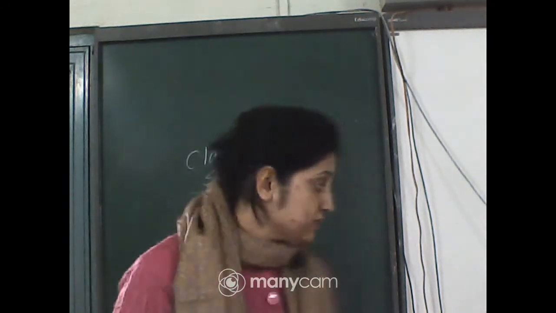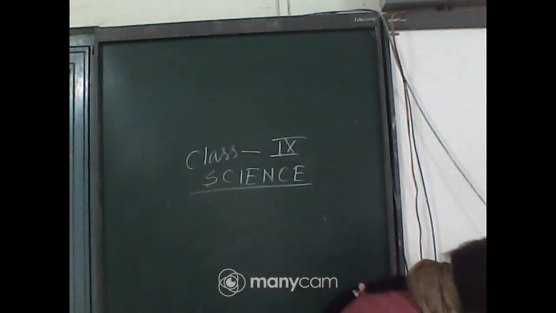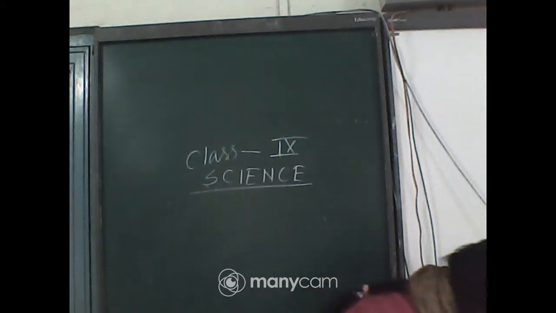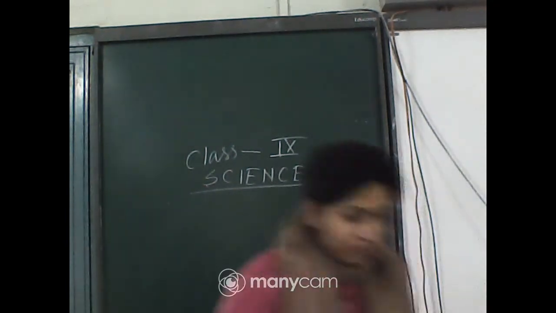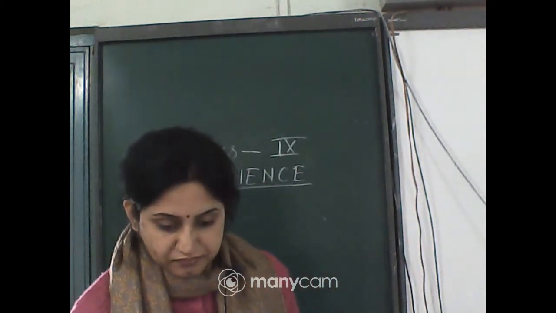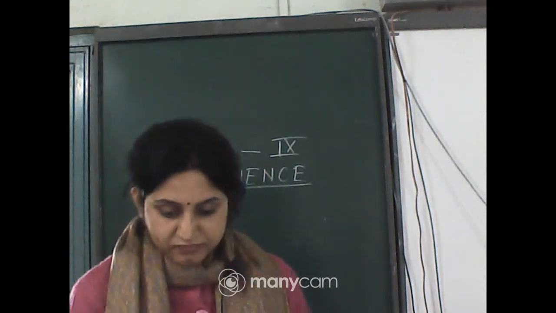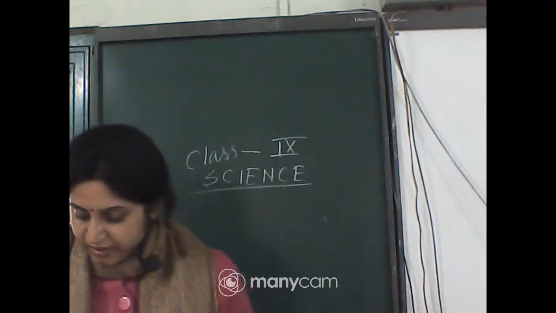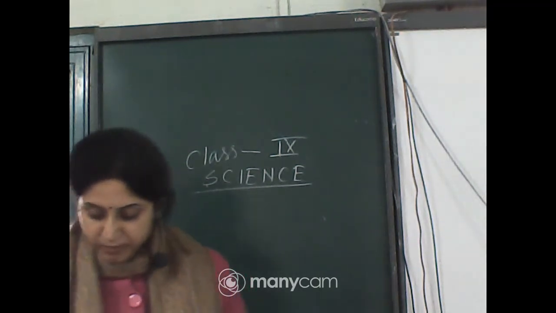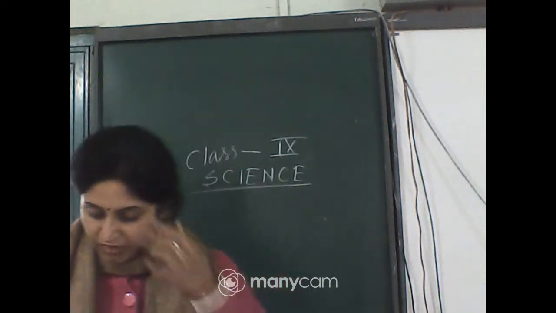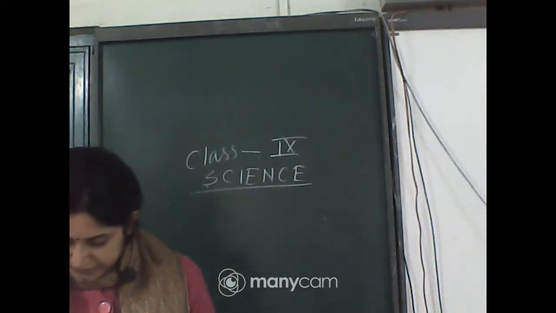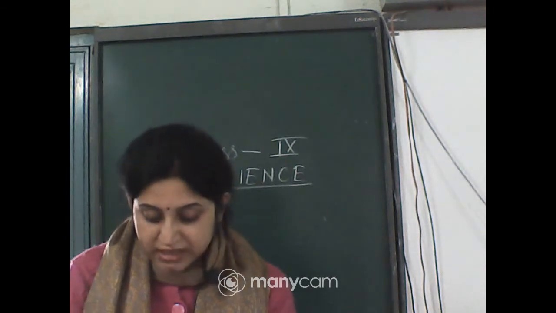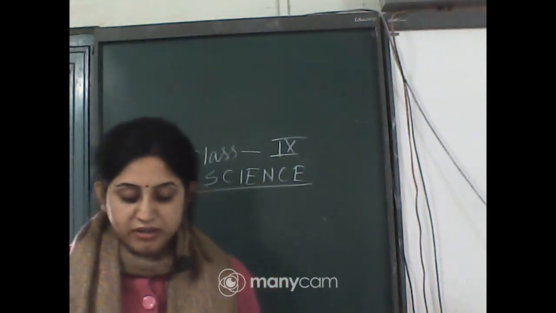So today we will discuss the rest of the cell chapter. Remember the temporary mount of onion peel we prepared. We had iodine solution and the peel. Why do we see a dark-stained region appear? The nucleus has a double layered covering called the nuclear membrane.